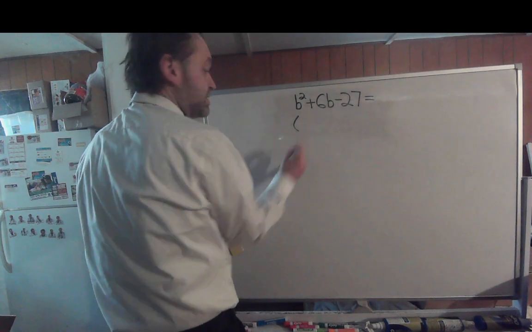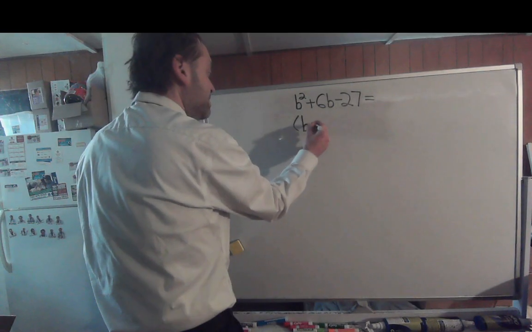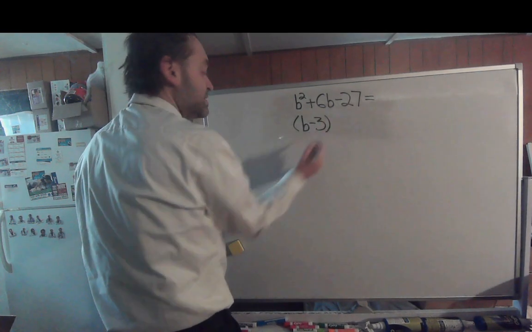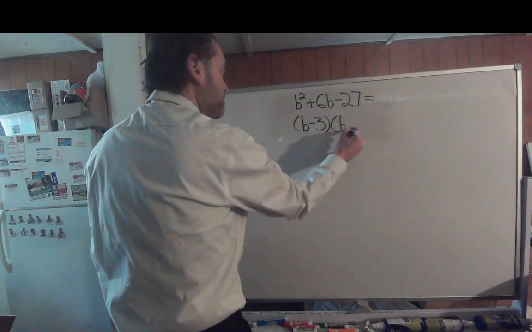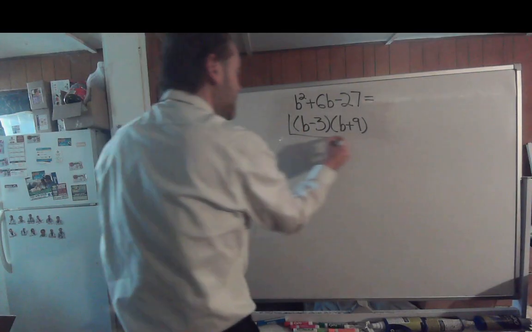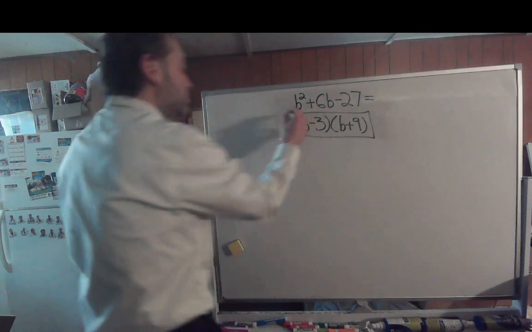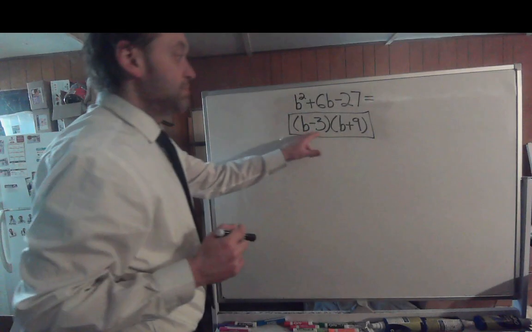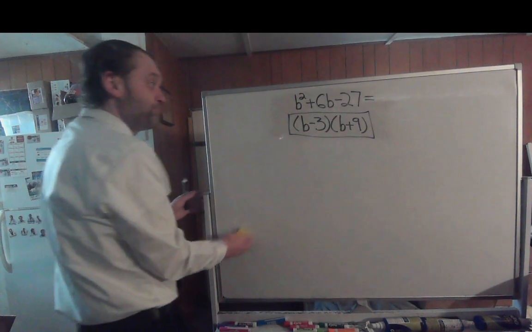So since you're adding negative 3, it's going to be b minus 3 times the quantity of b plus 9. And that's all you would have. So the quantity of b minus 3 times the quantity of b plus 9.